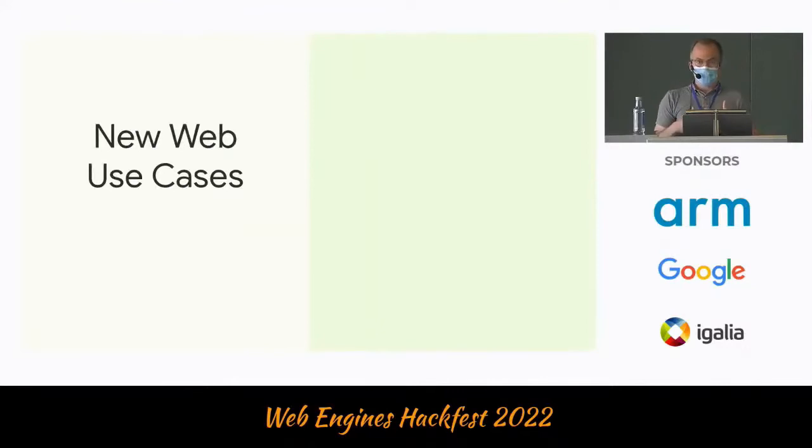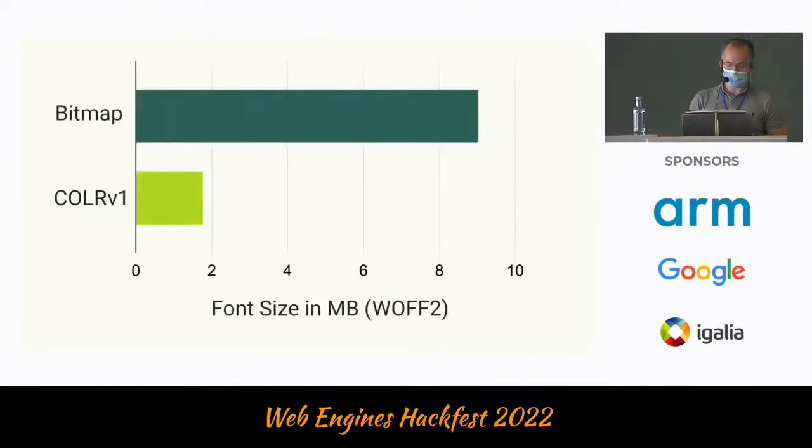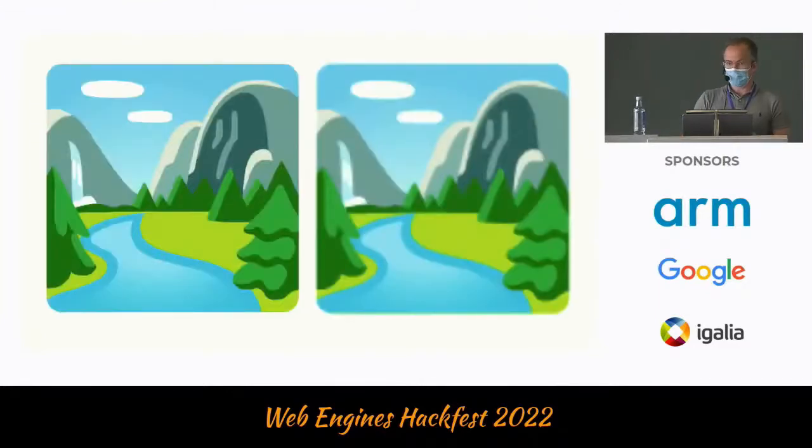So what kind of new web use cases can we do with COLRv1, and what kind of problems does it solve on the web? First of all, I think the most important problem for fonts on the web is size, especially with large bitmap fonts, large graphics fonts or visual fonts. Comparing the Noto emoji set, we managed to bring it down from 9 megabytes for the Noto Color Emoji bitmap font to about 1.85 megabytes to represent the same glyph set. At the same time, the rendering fidelity is actually higher because we're not scaling bitmap fonts up and down anymore, but we're actually doing a vector rasterization.